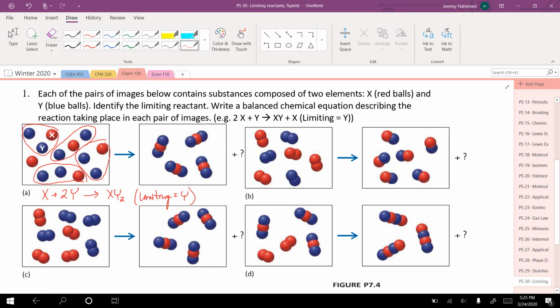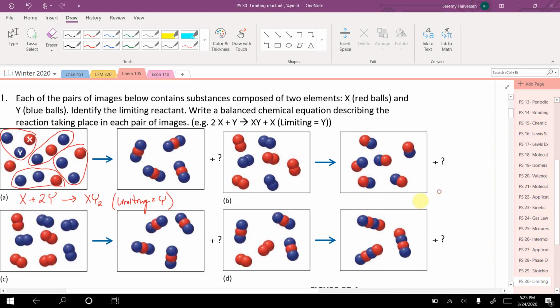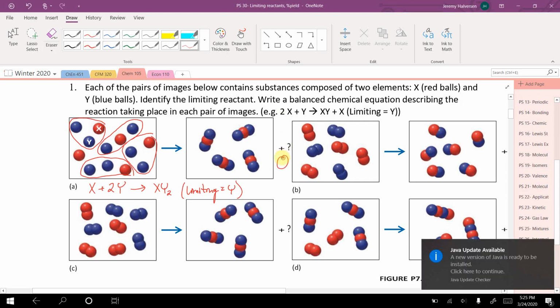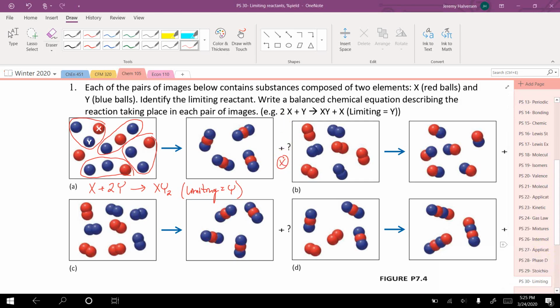You'll also hear it called limiting reagent. They mean the same thing. So what this is getting at is you would get all this stuff, plus you would get an X, is what this is kind of getting at there.